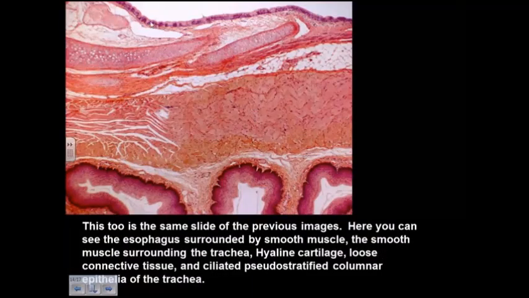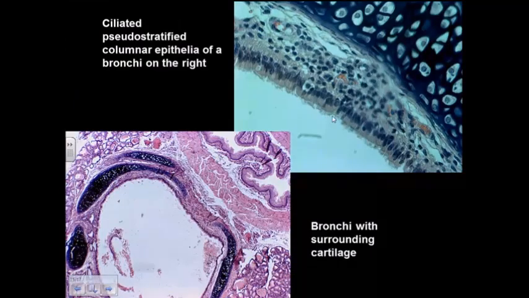Higher power of the smooth muscle of your esophagus. So here's your esophagus down here, and then your trachea up here. Higher power of the ciliated pseudostratified columnar epithelia. This is stained with a particular dye that makes the hyaline cartilage look like that. Here's a lower power of this image up here, down here. So here is the smooth muscle of the esophagus, and then the trachea. Here's some thyroid out here. I don't see any parathyroid. Here's more thyroid over here.